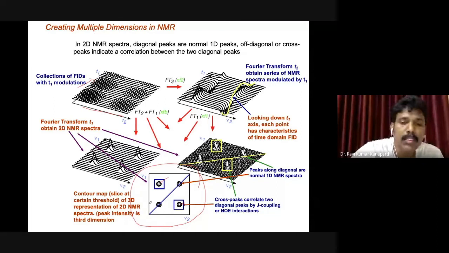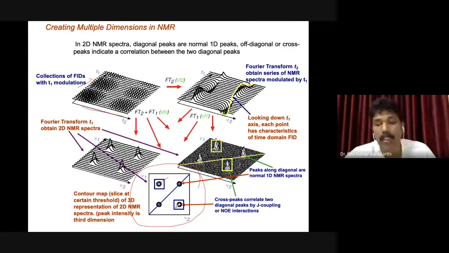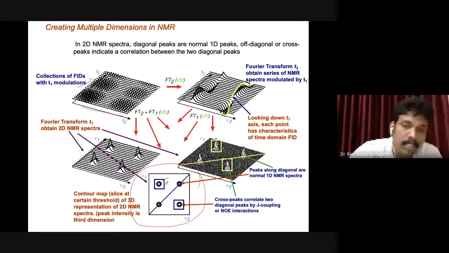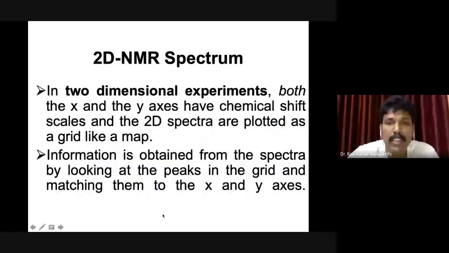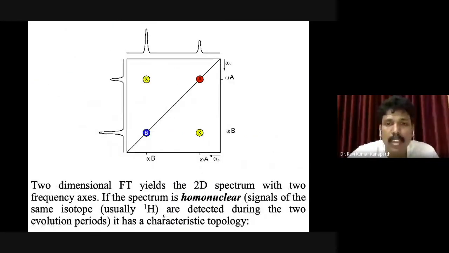With respect to the diagonal peaks, these off diagonal peaks are very much symmetric to each other. And these off diagonal peaks are also referred to as the cross peaks. The cross peaks will give you information. Maybe let us look at some kind of spectra so that you will understand. Yeah, so this is what we get.